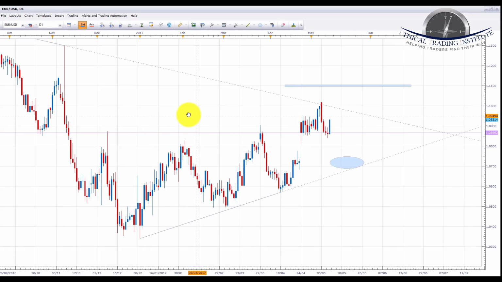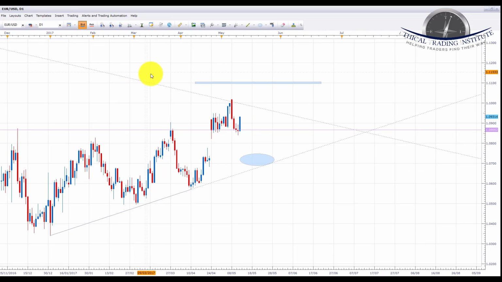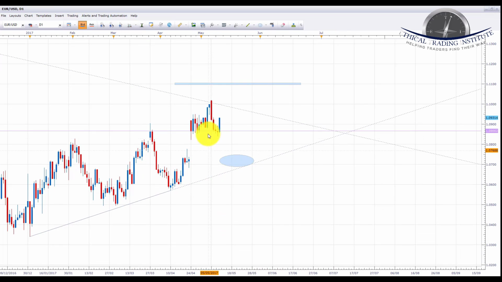Euro US dollar. Euro US dollar is in this major wedge. You can see this downward sloping trend line here and this upward sloping trend line here. We did get a bounce off of the top of this wedge, and it came back to this resistance area here at the 1.086. It has bounced from here, so if we are going to see weakness in the US dollar and this does break out of here, I'm going to be looking for the 1.1100 level as the next key area of resistance up here.